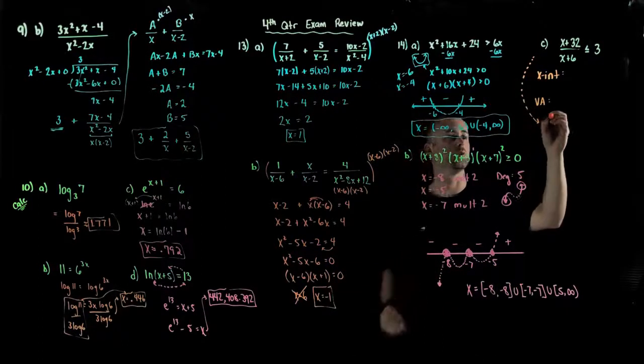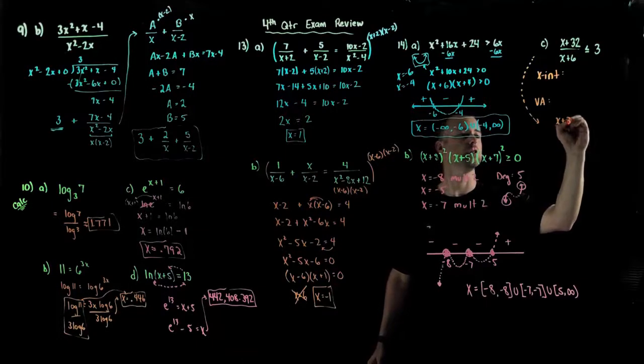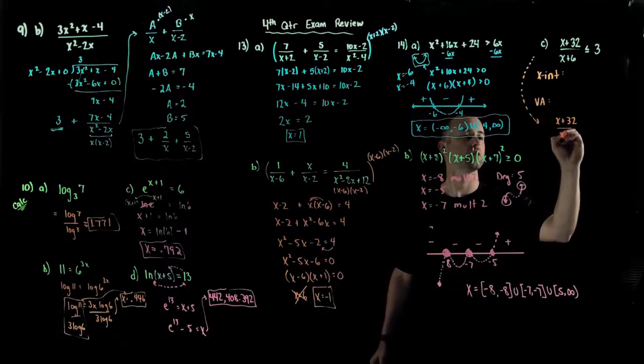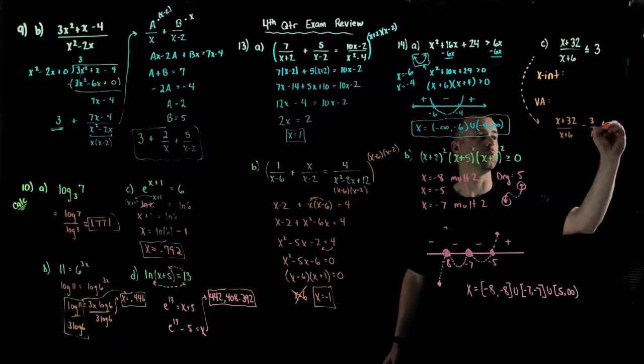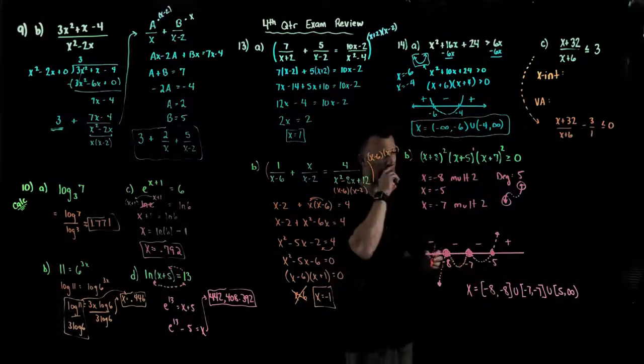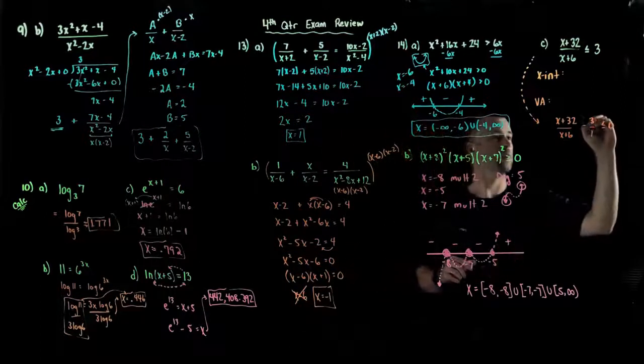I'm going to have this set equal to -3 or 0. I'm going to subtract 3 from both sides. So this is going to be (x + 32) over (x + 6) minus 3 over 1 is less than or equal to 0. And especially when we set this up on our number line, that's going to be useful. So I'm going to get a common denominator and combine these.